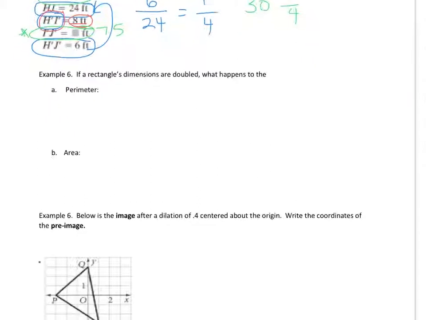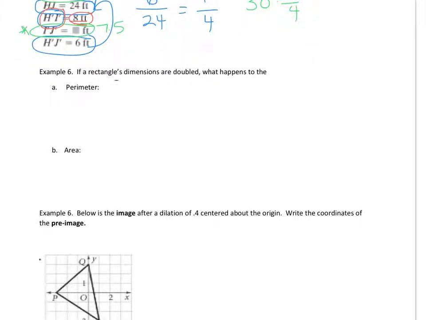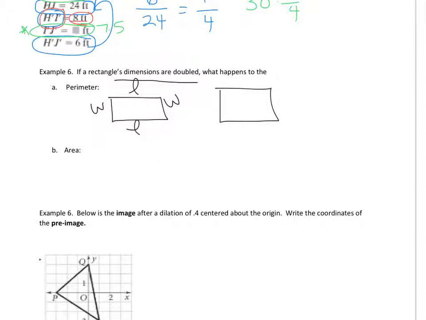And then the last one: if a rectangle's dimensions are doubled, what happens to the perimeter? If you have this width and length, and you double it, so now you have 2 width, 2 length. This perimeter right here is 2L plus 2W. This perimeter is 4L plus 4W, because perimeter is the distance around. So to go from 2L plus 2W to 4L plus 4W, you double it, so the perimeter is doubled.